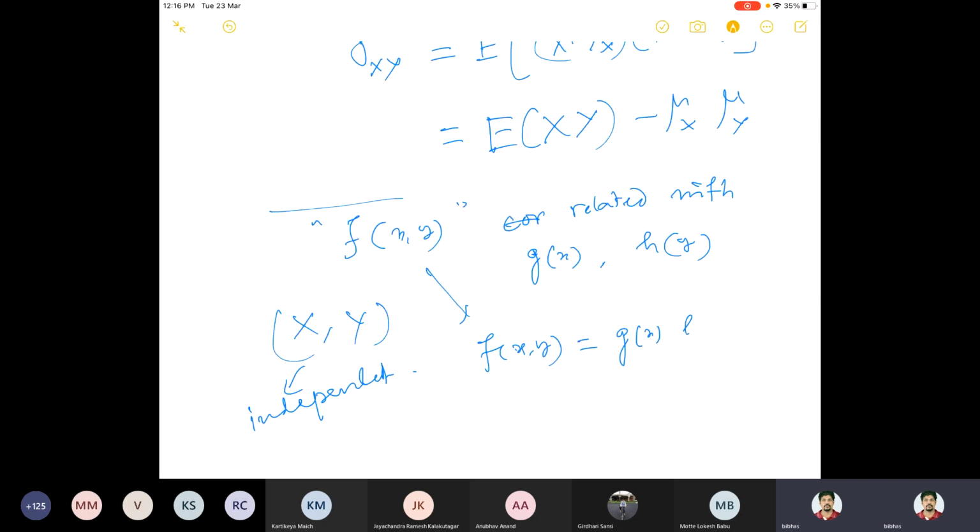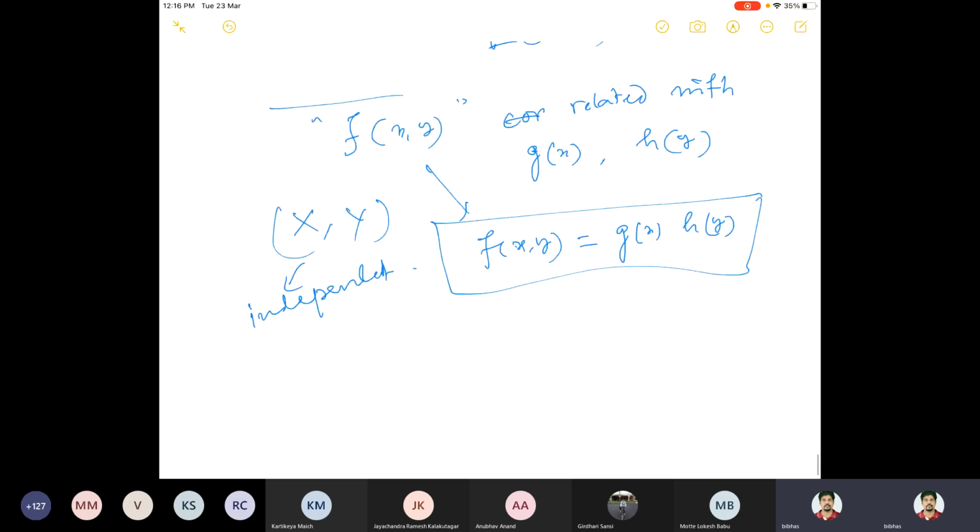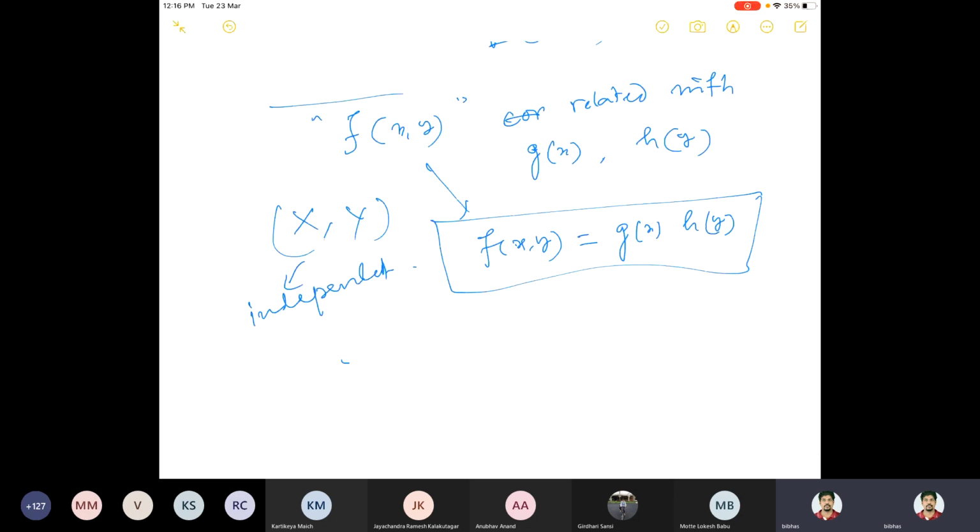So then if there is a pair of random variables x and y, they are independent, and we have extended this definition not only for a pair but for any n-tuple x1, x2, up to xn. We said that if the joint distribution of x1, x2, up to xn, suppose we have n random variables, can be written as a product of the PDFs of the individual random variables, then it is independent.